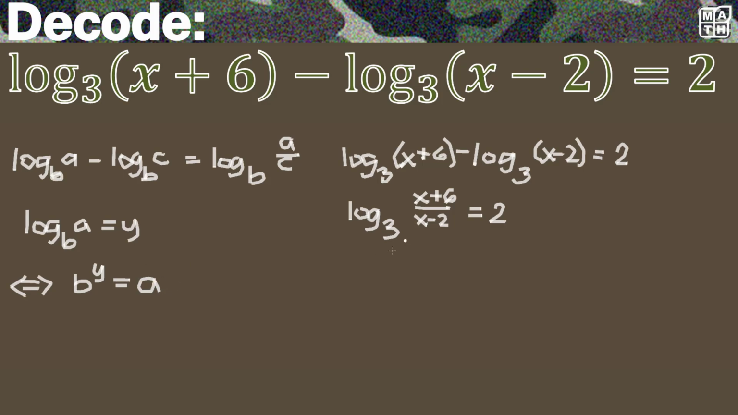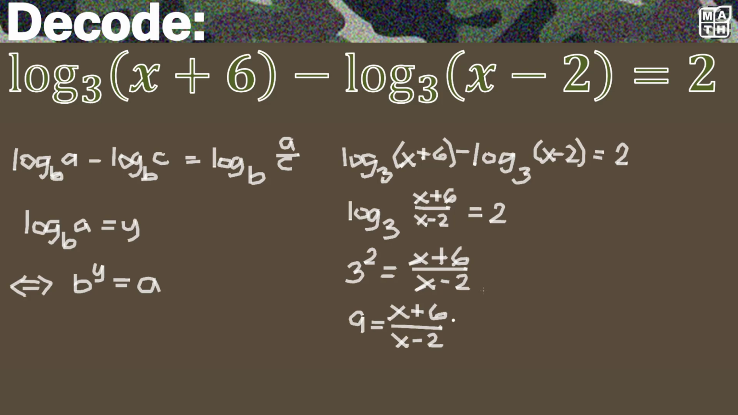So following this property here, we will be using the base of 3 here. The equivalent would be its exponent 2 is equal to the entire coefficient here, x plus 6 over x minus 2. And from this, we know that 9 is equal to x plus 6 all over x minus 2. So from a logarithmic equation, following this theorem and this property, we're able to come up with an expression here.